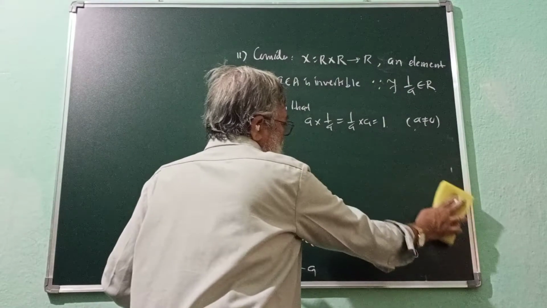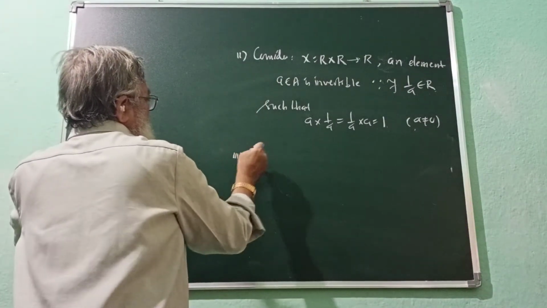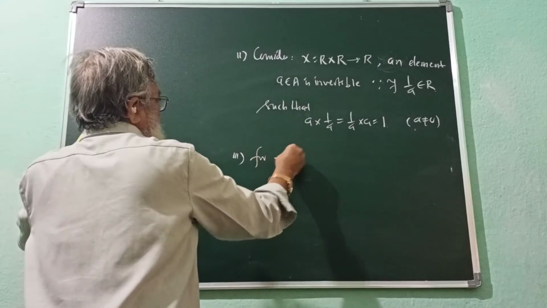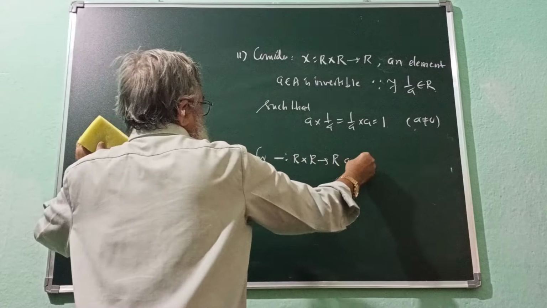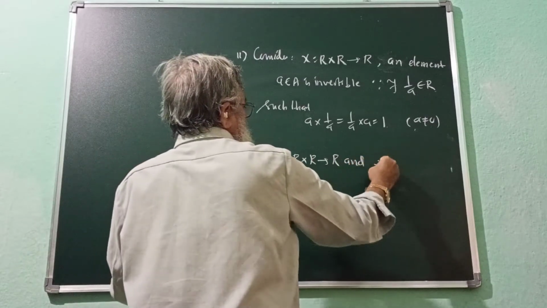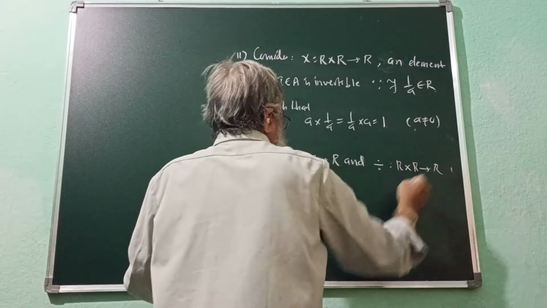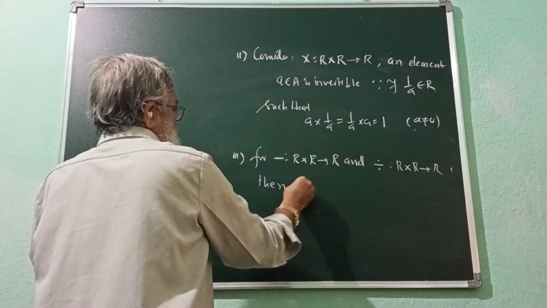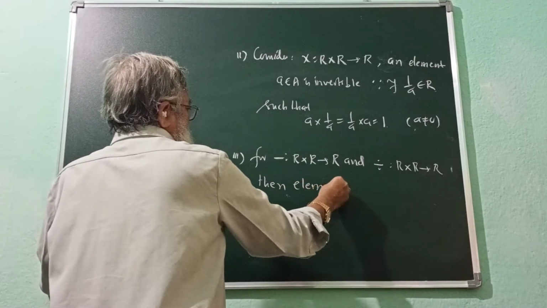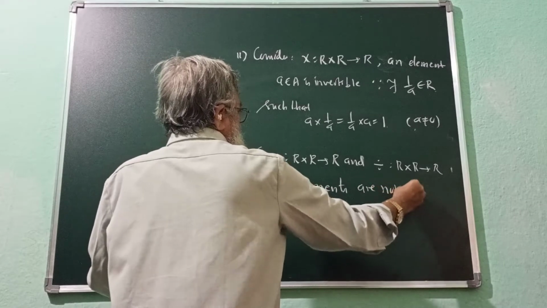But here for minus, R cross R to R, and this third one is division, R cross R to R. The elements are not invertible.